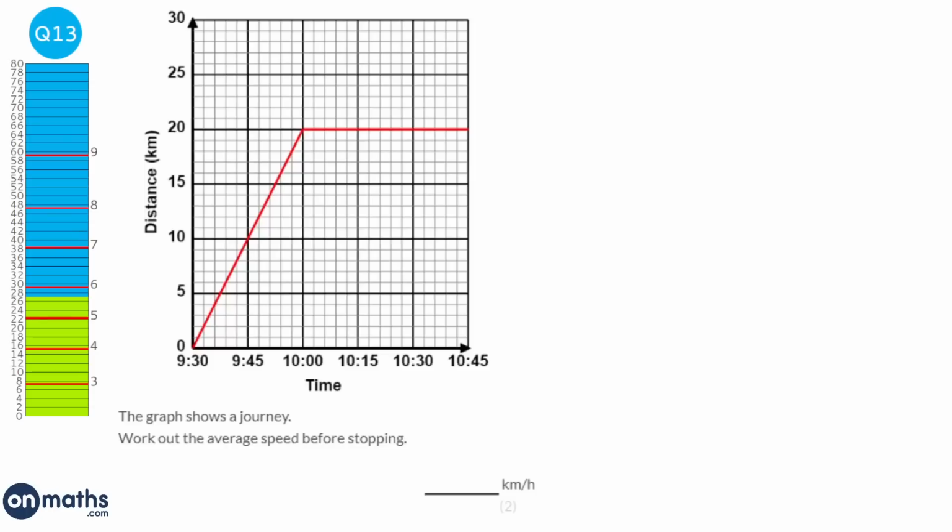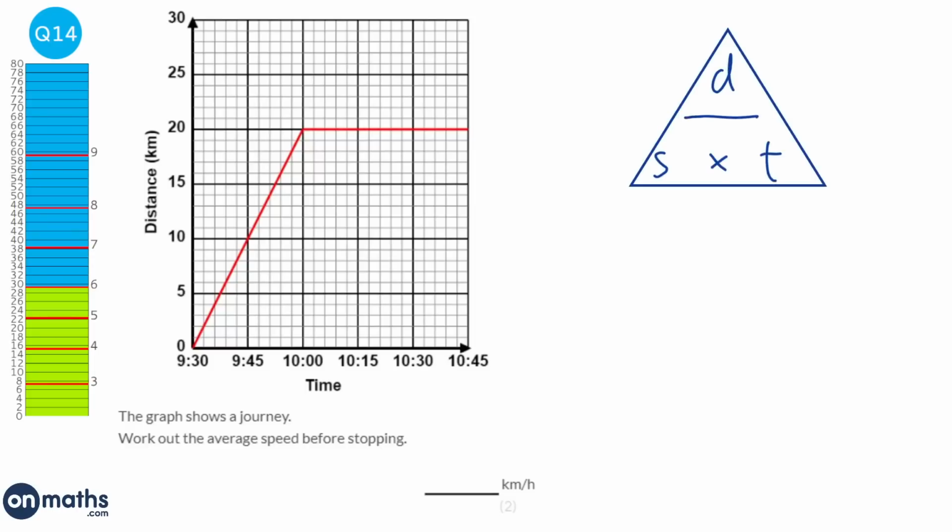9,900. So for us to work out the average speed, we've got to first of all remember the triangle. So average speed is total distance over total time. And we're told to find the average speed before stopping. So stopping is shown with a horizontal line on a distance time graph. So it's up to this point here.